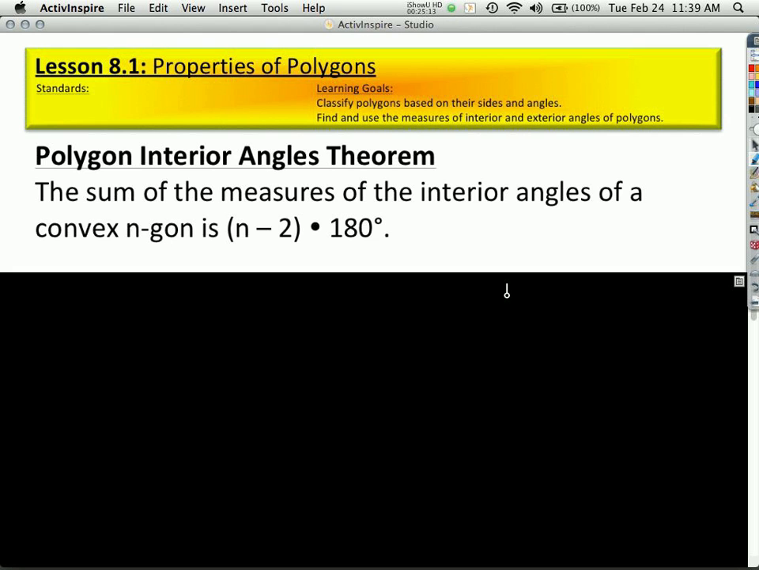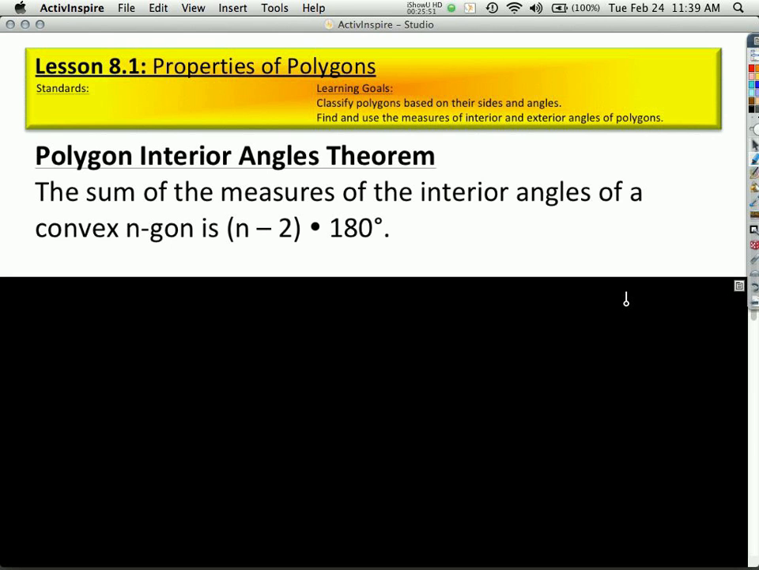N-gon is the way you say a polygon's name if it's more than like 12 sides and you don't know the name of it. You just say 13-gon because you don't know the name. You should know triangle, quadrilateral, pentagon, hexagon, heptagon, octagon, nonagon, decagon. Beyond that, I don't remember most of them. Dodecagon, I think, is a 12, something like that. But beyond that, you could just say 11-gon, 13-gon, 20-gon. It's fine. Okay? Good question.